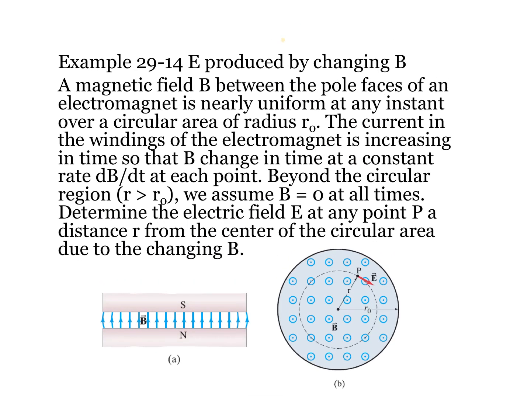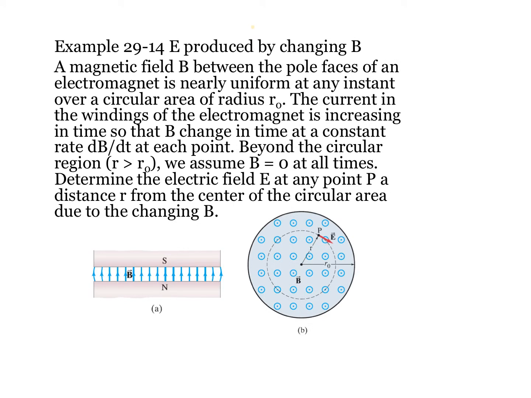The question states: a magnetic field between the pole faces of an electromagnet is nearly uniform at any distance over a circular area of radius r0. The current in the winding of the electromagnet is increasing in time. So when the current increases in time and B changes, you are going to produce an induced current, which means you are going to produce an induced EMF. Beyond the circular region, R more than R naught, we assume B equals 0 at all times.